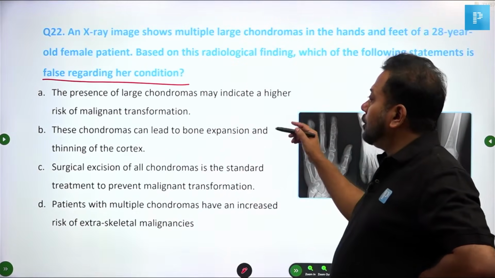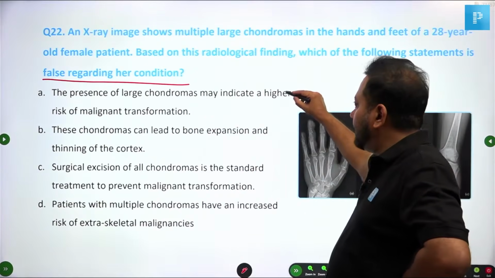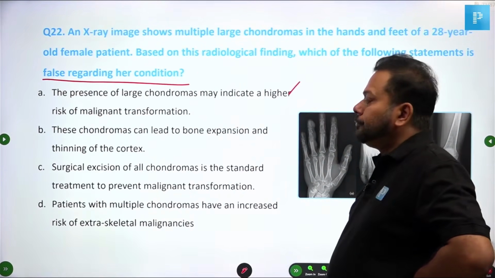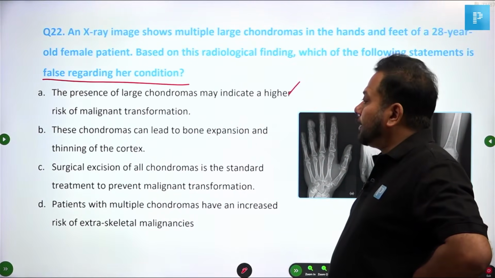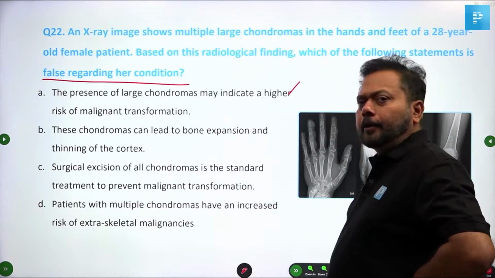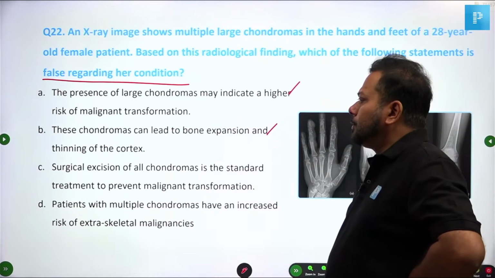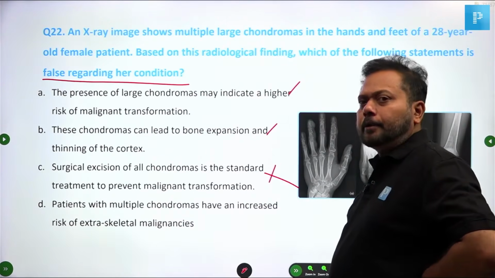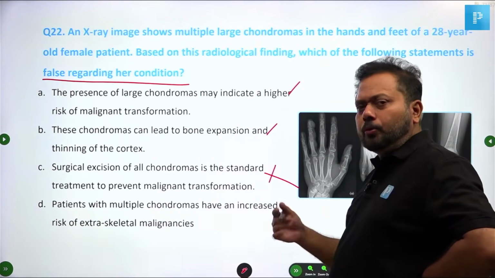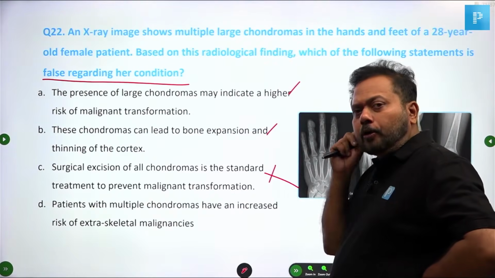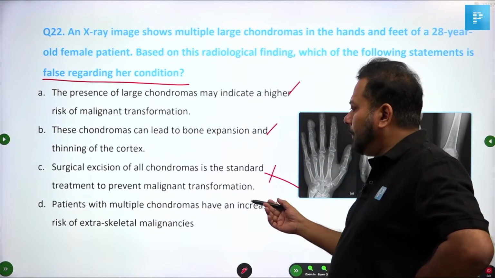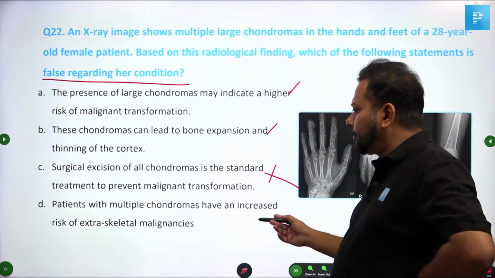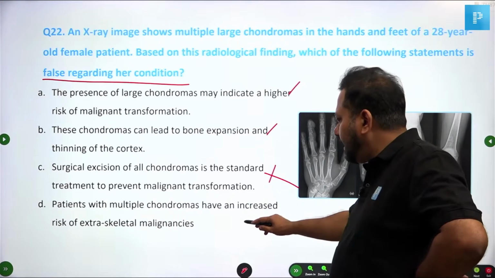Presence of large chondroma may indicate a higher risk of malignant transformation. True. These chondromas can lead to bone expansion and thinning of the cortex, 100% true. Surgical excision of all chondromas is a standard treatment to prevent malignancy. This is not possible, that is wrong. If it is in one or two, you can. If the whole body is full of chondromas, you can't remove them. Patients with multiple chondromas have increased risk of extraskeletal malignancy, 100% true.